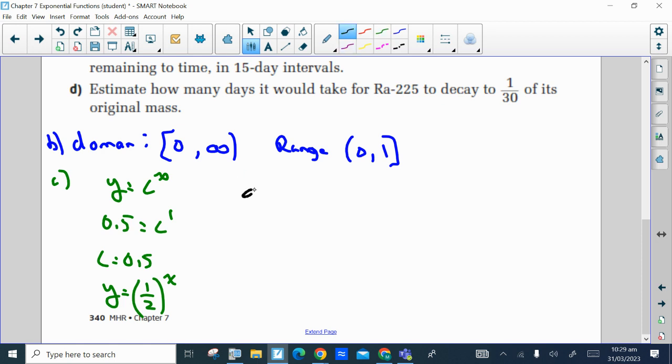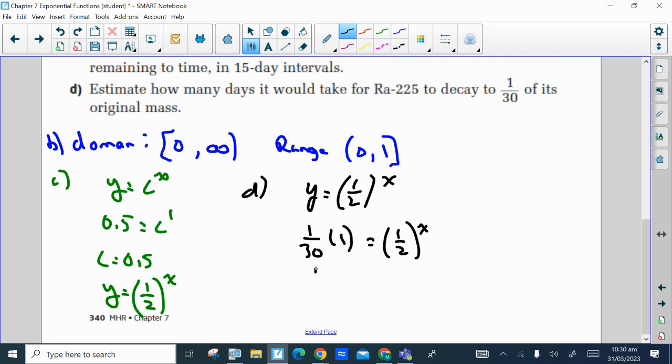Now part D says estimate how many days it would take for the radium to decay to 1/30th of its original mass. So if we use the exponential function y equals 1/2 to the power x, y is the amount at the end, and it'll be 1/30th of what we started with. Now, technically, we started with 1 gram, so it's going to be 1/30th of 1, because that is what we started with. And 1/30th of 1 is 1/30.